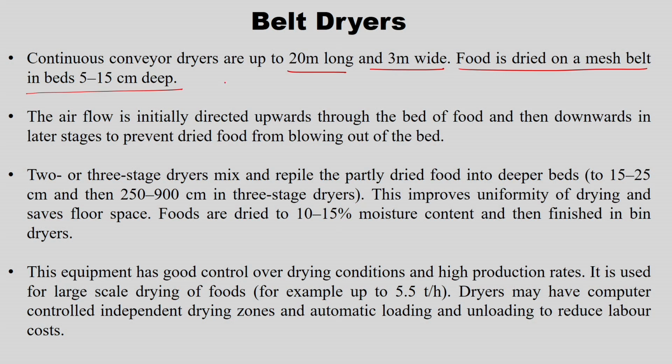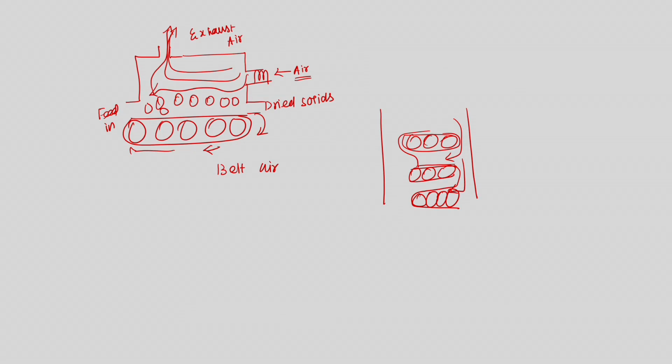So, continuous conveyor dryers are up to 20 meter long and 3 meter wide. Food is dried on a mesh belt in beds 5 to 15 centimeter deep. The airflow is initially directed upwards through the bed of food and then downwards in later stages to prevent dried food from blowing out of the bed. So, that means the air flow, as I said here, there would be guiding rods which take care of the air flow.